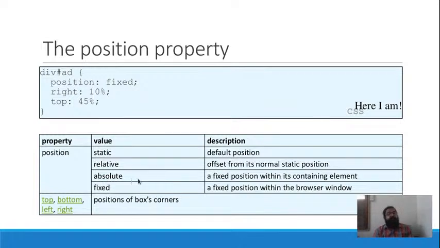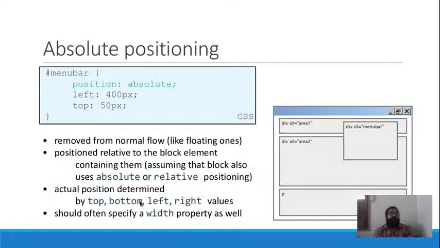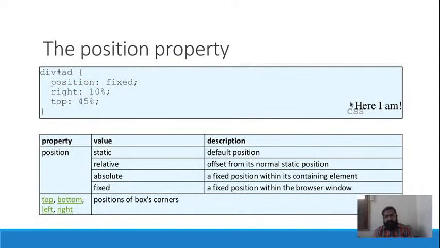Absolute, it can be an absolute position, a fixed position within its containing element, or it can be a fixed position within the browser window. So you have top, bottom, left and right positions of the box's corners. So that is the position property. Let's say if you do it somewhat like this, the division has position fixed, right 10%, top 45%, the content would be rendered somewhat like this.